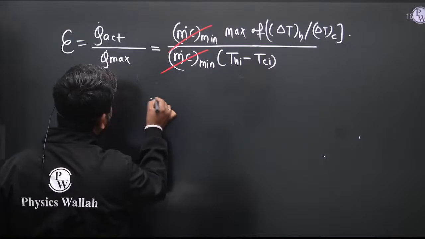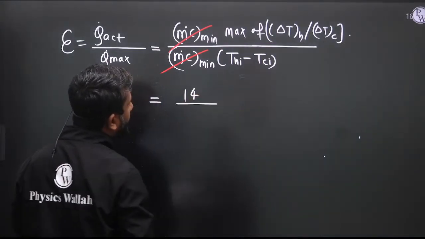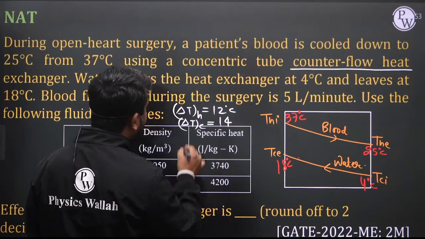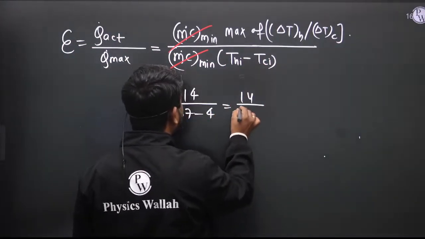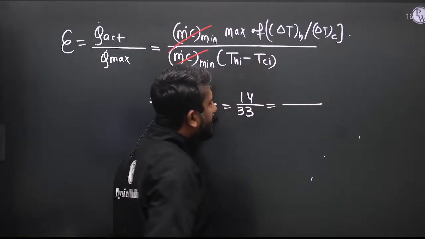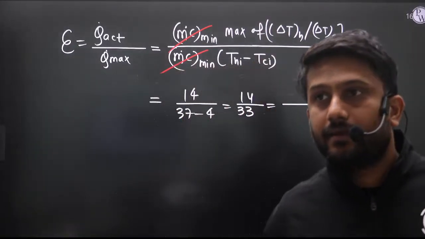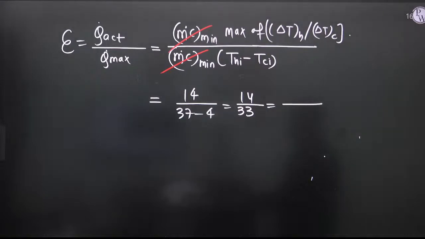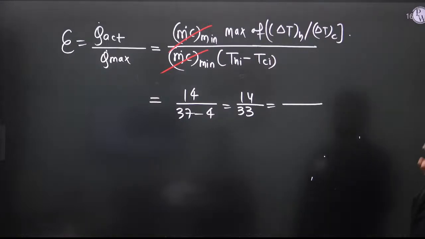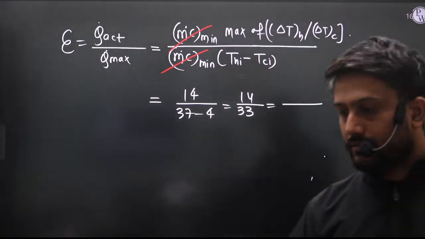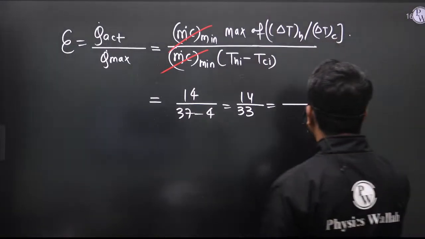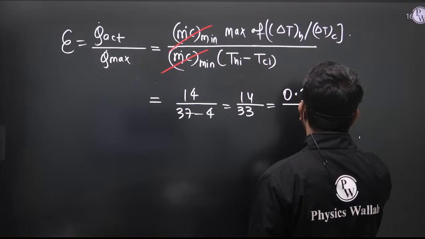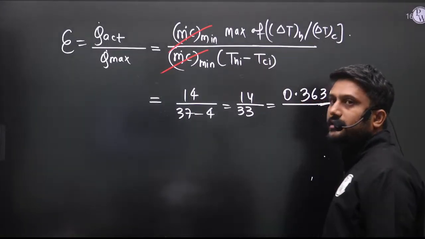So simply you can write this is equal to 14 divided by, now THI is 37, 37 minus 4, so this is 14 divided by 33. Now calculate effectiveness from here. 0.3636. Everyone getting this? Any other answer? This is the final answer, 0.3636.